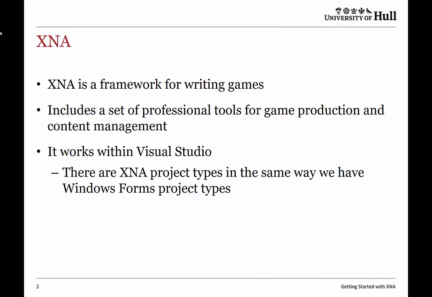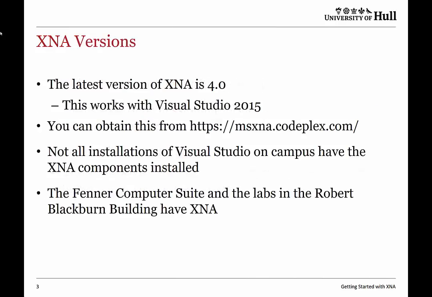And so when you, I'll show you in a minute, we'll make an XNA game that does nothing. That's quite a fun thing to do. There are XNA project types that just do that, and away we go from there. The latest version is version 4. It's been version 4 for a very long time, but that's okay. It works with Visual Studio 2015, and if you want to get a copy for your own use at home, go to msxna.codeplex.com, and there's a big zip file you can download.